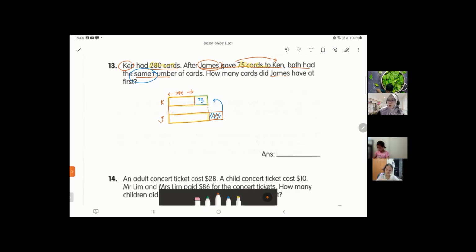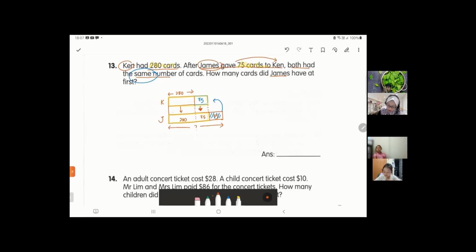Okay. So now, how many cards did James have at first? So if you look at this, this is 75. Here is also 75. Okay. This is the part. This is 280. So here is also 280. They are the same. Now, how many cards did James have at first? I want to find this whole part. That's all I want to find. Can I find how many James has?